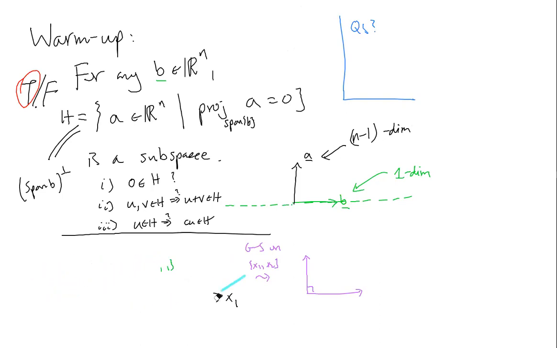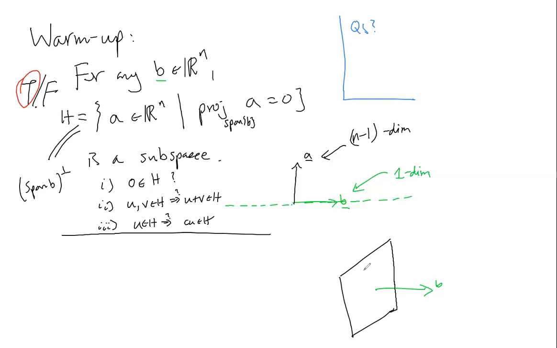Let's close under addition. Yeah, so let me draw, in R3, if B was, this is R3 now, then W perp is going to be a plane. But if you're in R7, then W perp would be like 6-dimensional. Why is H closed under addition? So why is this true?